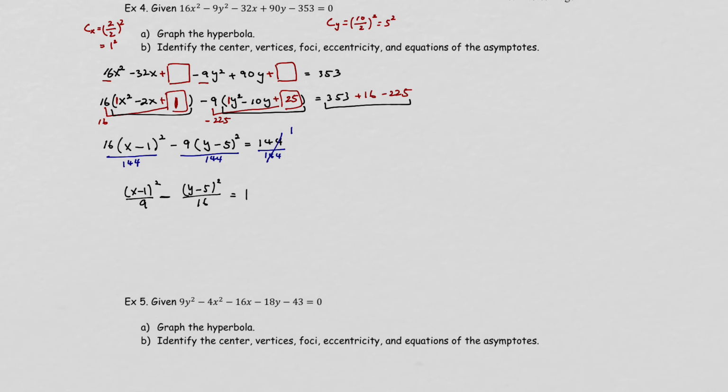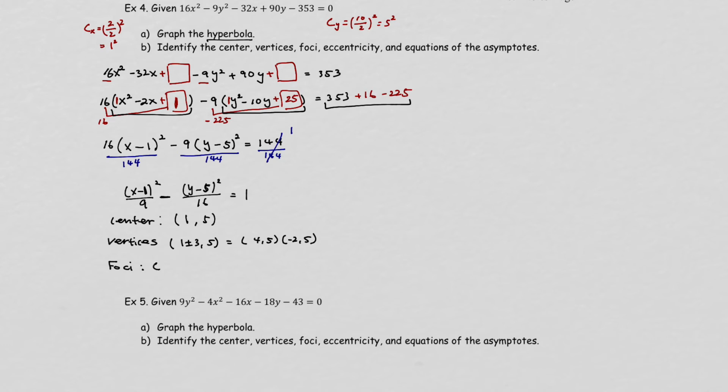So since I have subtractions, I know this is going to be a hyperbola. If we wanted to find the center, x will be 1, y will be 5. For the vertex, your x is positive, y is negative, so you're going to plus minus to the x value in the center. So you end up getting 4, 5, or negative 2 and 5.